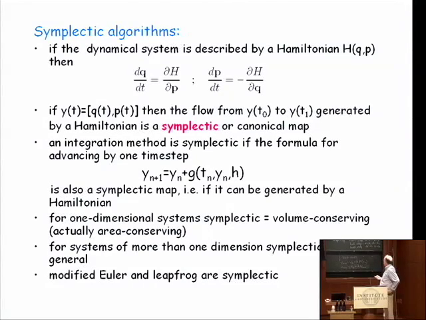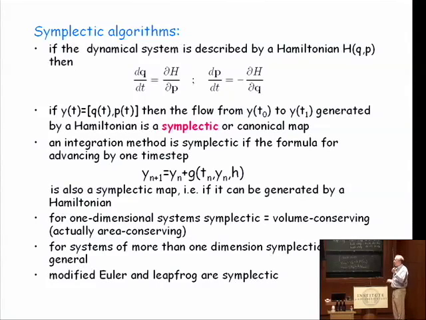And once again, if I write the flow governed by the Hamiltonian as some function y of time, then the flow from y at some initial time to some final time that's generated by the Hamiltonian is a symplectic map or a canonical map. And an integration method is symplectic if the formula that you have for advancing by one time step is also a symplectic or a canonical map. There are two basic ways of determining whether this is true or not.